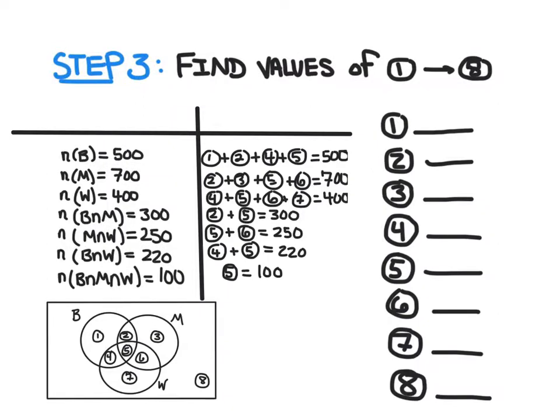So what you can see here is that I've translated this information. For example, N of B is 500.